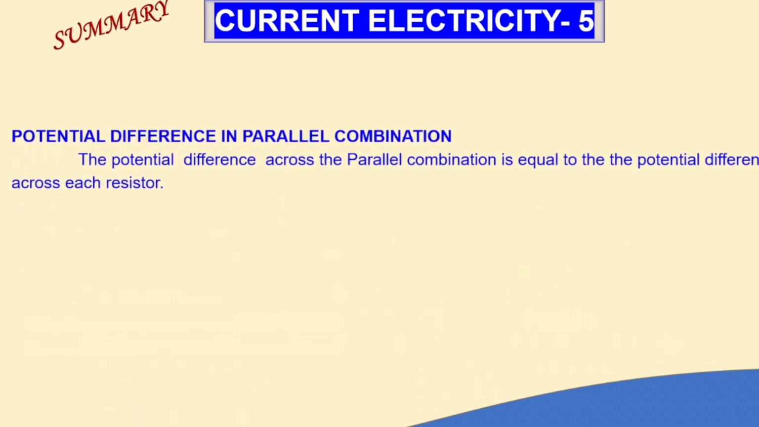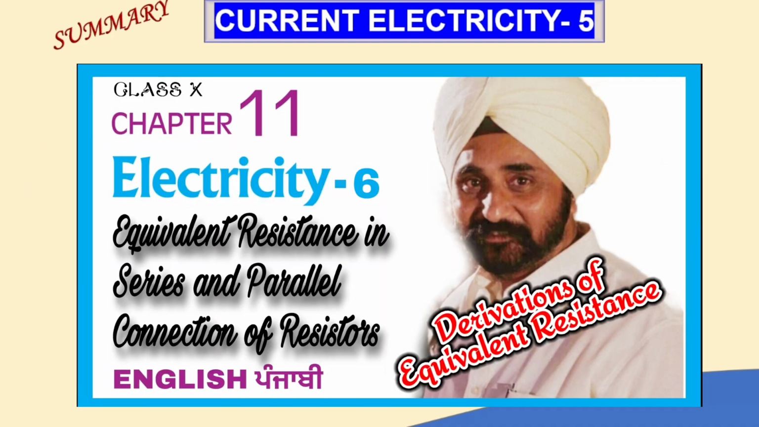Potential difference in parallel combination: the potential difference across the parallel combination is equal to the potential difference across each resistor. This is all about today's lecture.